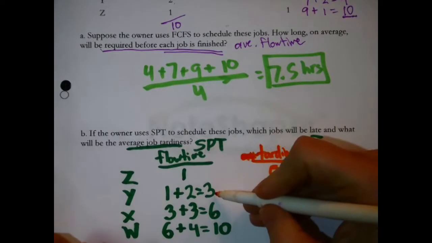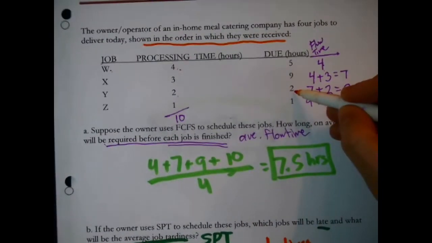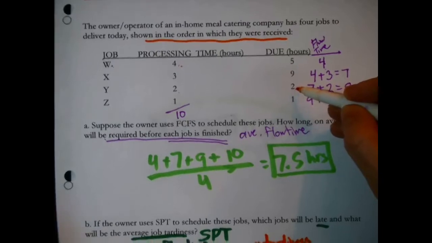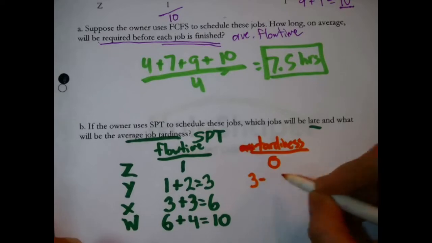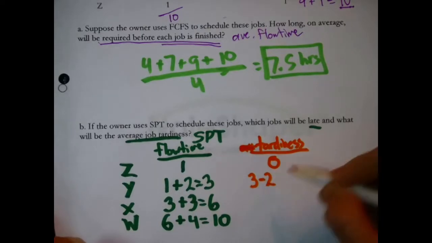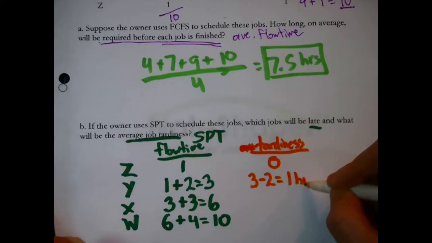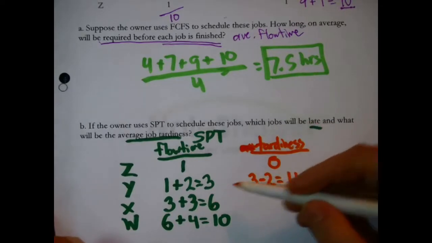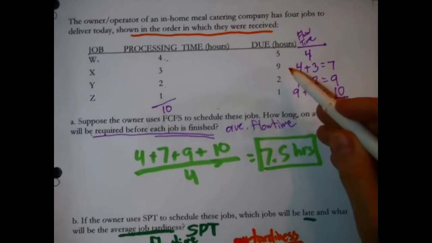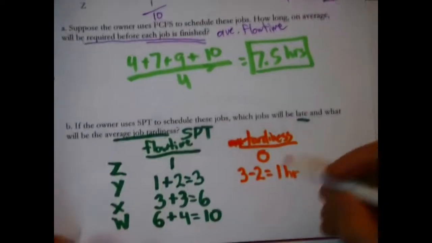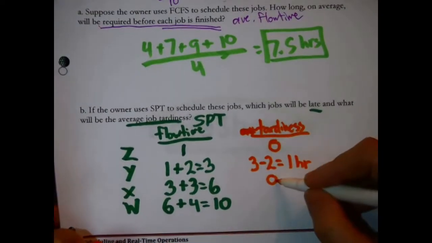Y will be finished in 3 hours. Y, a little bit of a problem, was promised in 2 hours. So the tardiness for job Y will be 3 hours when we get done, minus 2 hours when we said we'd get done. We will be running 1 hour behind. Let's see, X will be done in 6 hours. What was X promised? X was promised in 9 hours. No problem. X will be done early, which means the tardiness is 0.